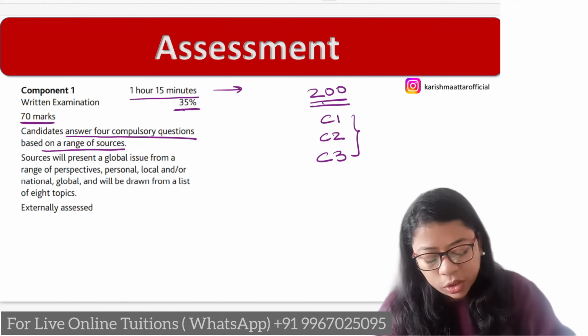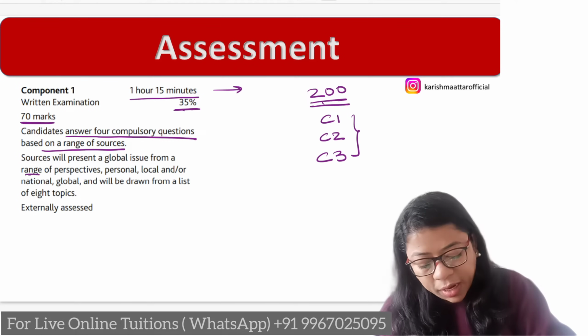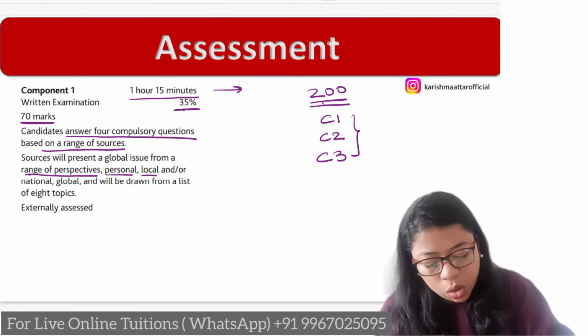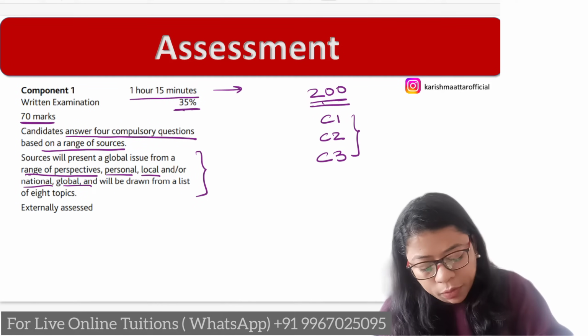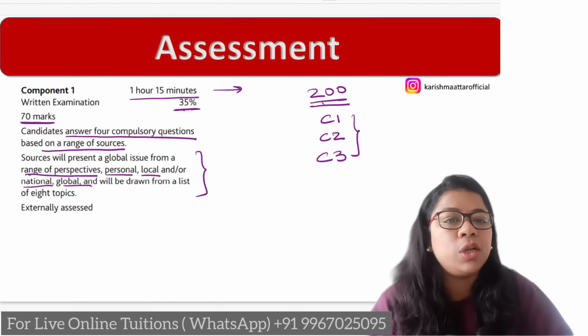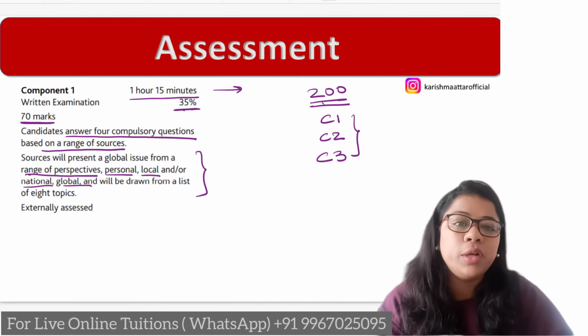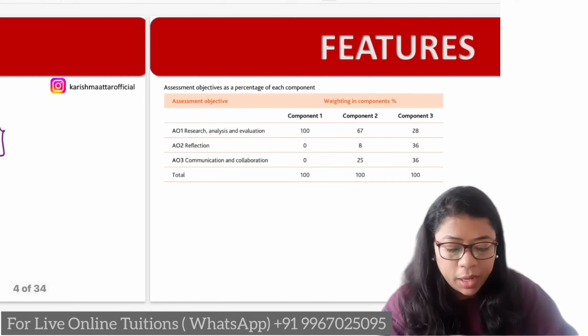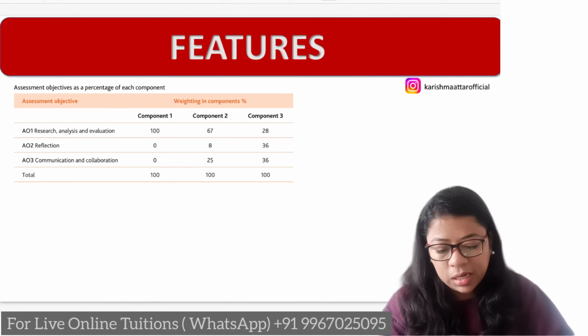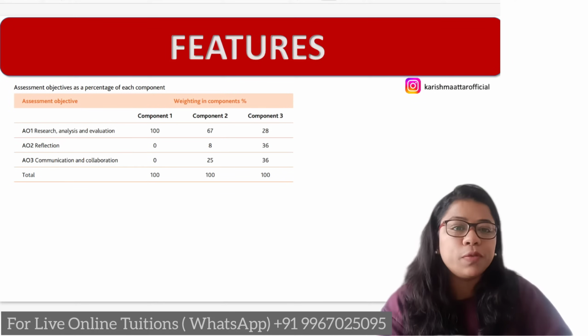When you answer the questions, you have to understand the range of perspectives: personal, local, national, global. It will be drawn from a list of 8 topics. Cambridge has already given you the 8 topics that you need to prepare for your global perspective examination, which we will look at in the further screens.